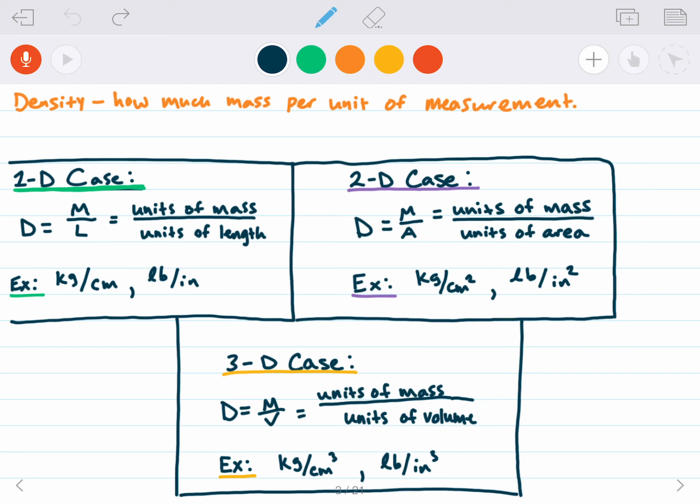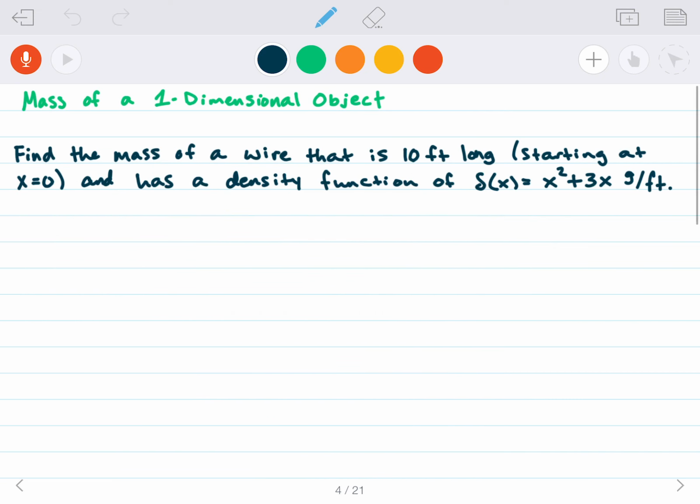And finally, the case that we just talked about with the white dwarf and the apple and the crumpled up piece of paper is the 3D case. That's what we usually think of with density, mass per unit of volume. So some examples, we have kilogram per centimeter cubed or pound per inch cubed. So, okay. Let's just get into it.